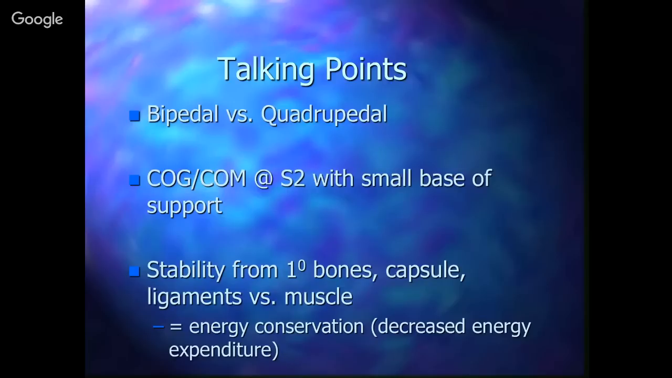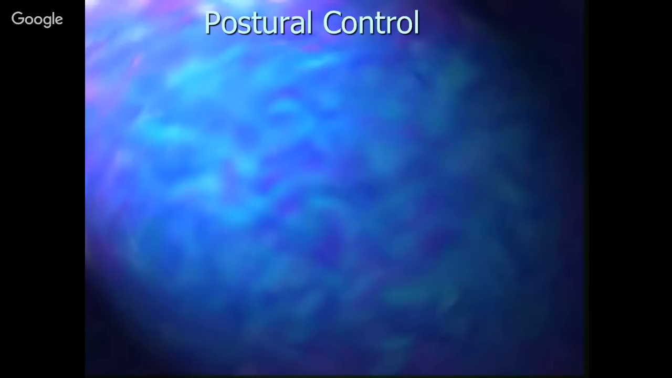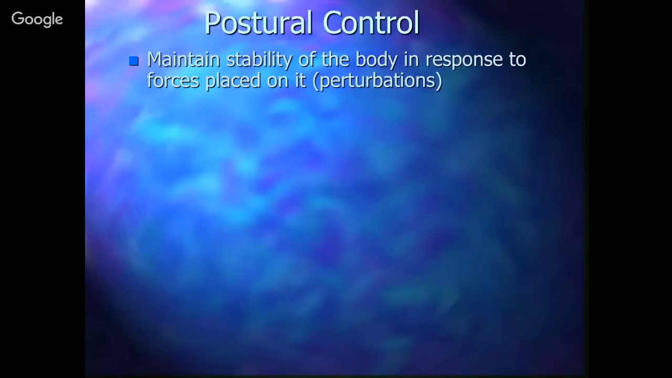So the answer again lies here, that to be most stable, we want to be energy conserving or have decreased energy expenditure. Maintaining stability of the body in response to forces placed on it. I've used the term for you in the past of a perturbation. Any perturbation is an external force, a bump, a push, a pull, something of that nature. So we're trying to maintain the stability of our body in response to all these forces that are placed on it throughout the day. It could be wind, it could be a G-force, it could be a push or a pull or something of that nature from a person or an object that contacts you.